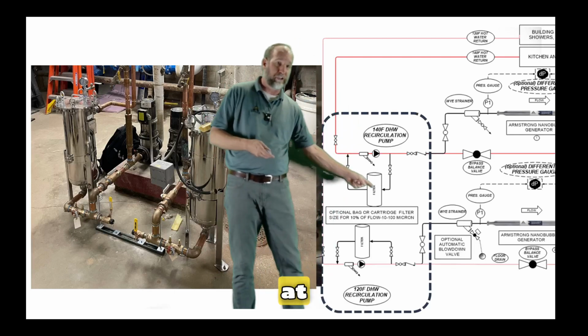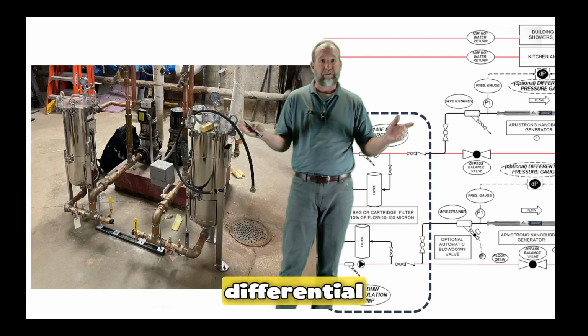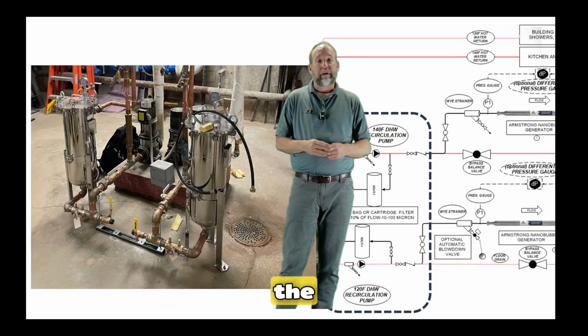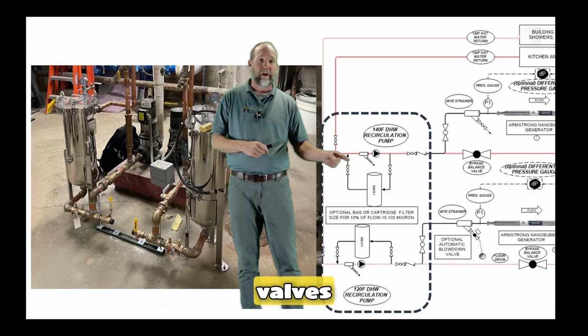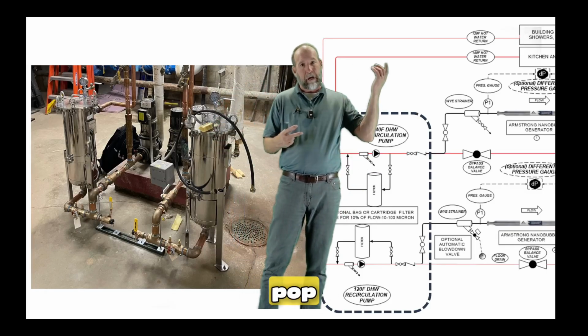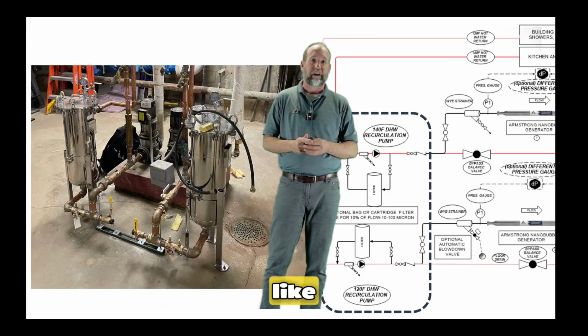Okay, so that just means you look at those two gauges. When you have a 10-pound differential, you know you need to replace the filter with a new filter. The other cool thing about this setup is you basically just close these two valves. You can open up the top, pop it out, look at it, inspect it, things like that.